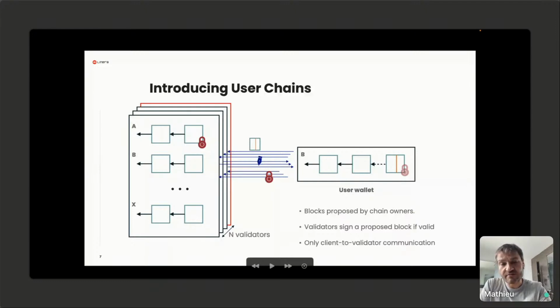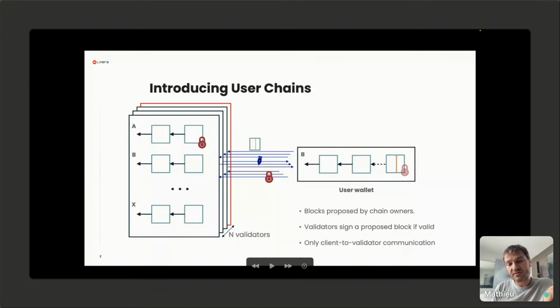and then the user wallet can aggregate all those signatures, and once you reach a quorum, that's like 2/3 of the voting rights in the validators, you obtain a certificate. The block is already final, and now the only thing you need to do is to broadcast this block to the validators again so that they can execute it.